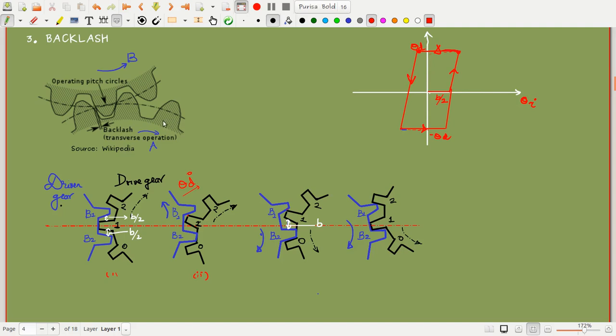We usually use gear trains. Why do we use gear trains? In control systems, we want to transmit some velocity ratios from one shaft to another. That is why we are using gear trains. But these gear trains can introduce this kind of a nonlinearity to the system. This nonlinearity can cause sustained oscillations in the system.